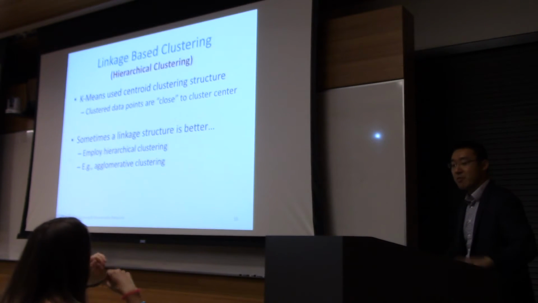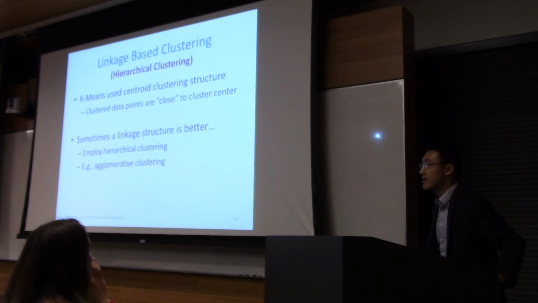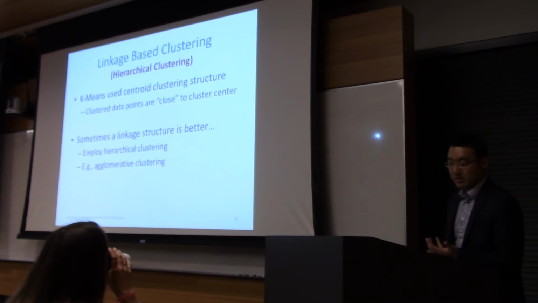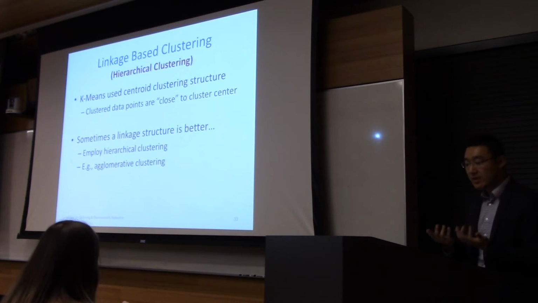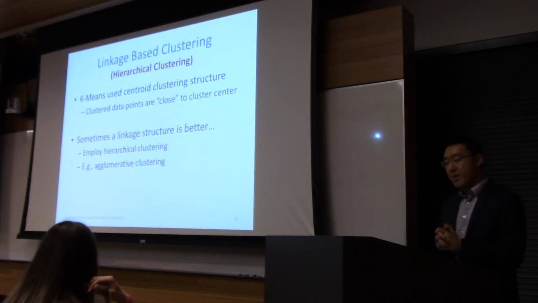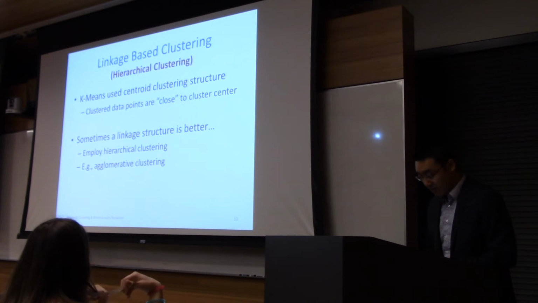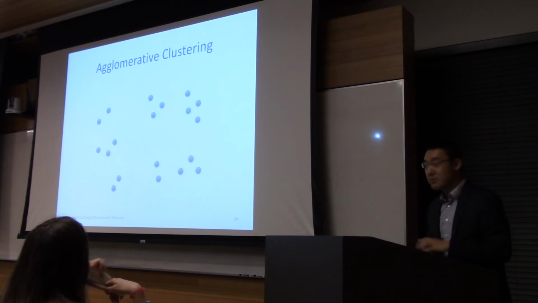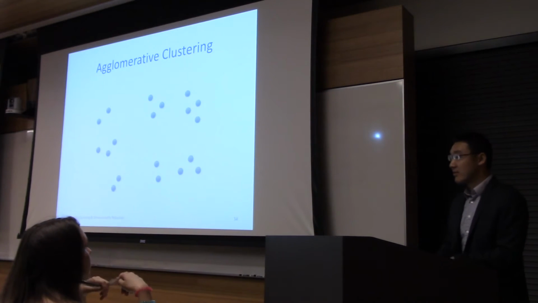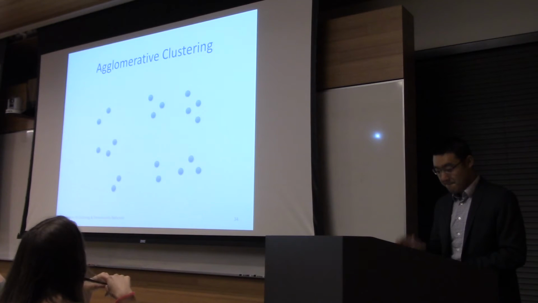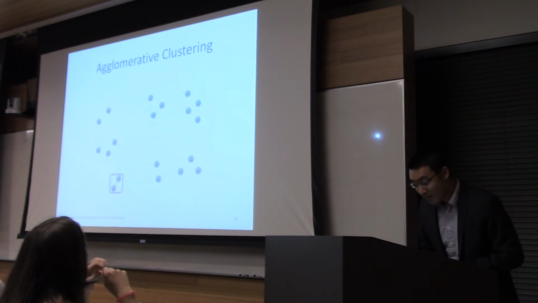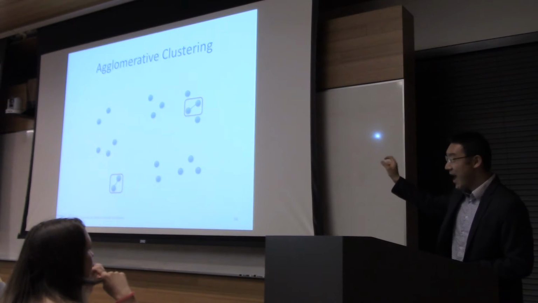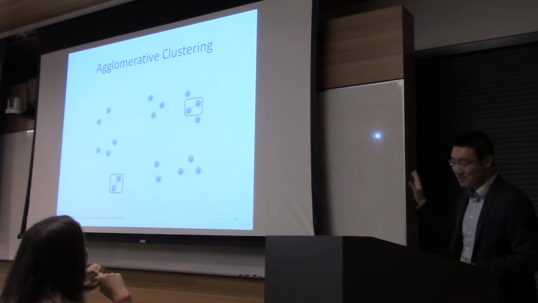Okay, so the other major form of clustering approaches is called linkage-based clustering, right? So k-means uses a centroid clustering structure, so cluster data points are close to the cluster center, but sometimes a linkage structure is better. And so I'm going to describe a particular method called agglomerative clustering. And here I'm going to just describe it by picture. It's a very simple algorithm. So the first thing we're going to do is connect the two closest data points together. Like that. And then we're going to repeat this process. Again, this might not be the actual closest data points, not drawn to an exact scale.